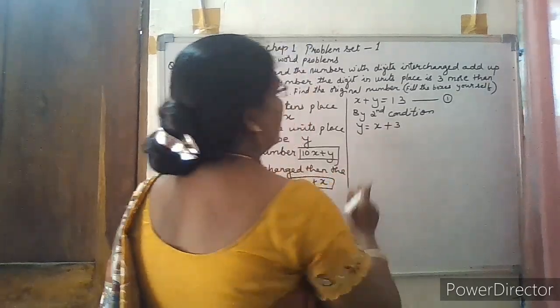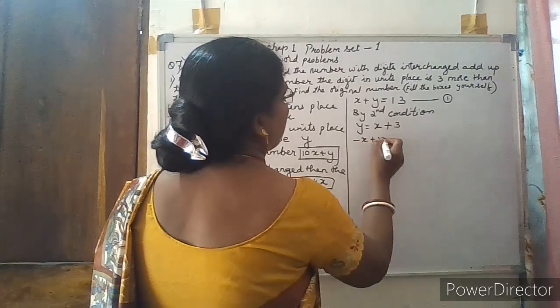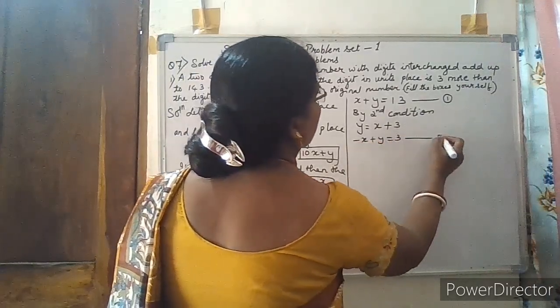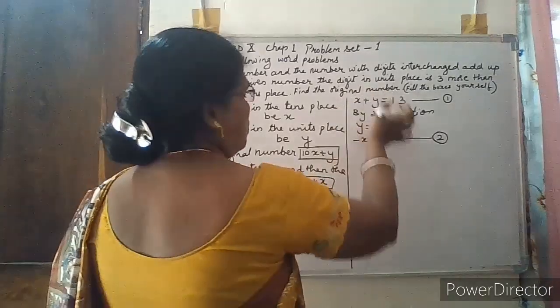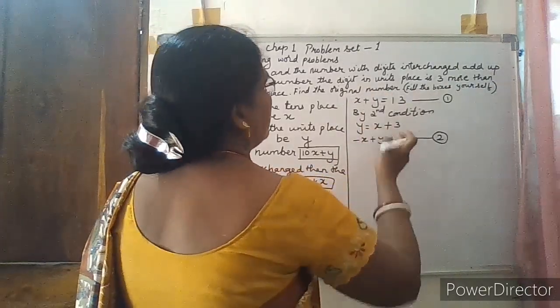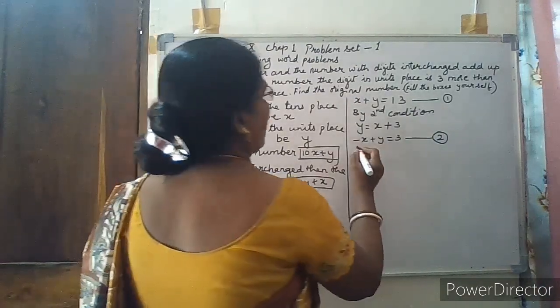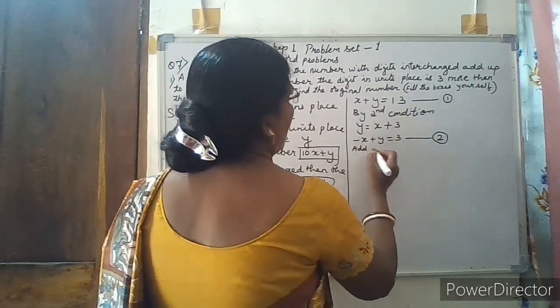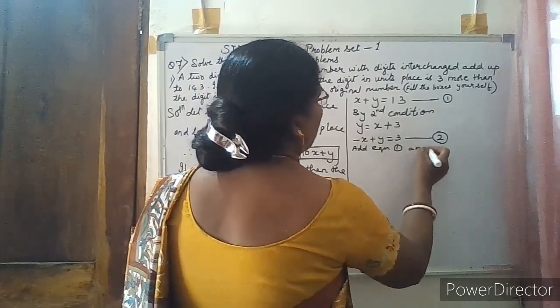So bring it in the linear form. I'll bring x this side. So it is minus x plus y is equal to 3. This is equation 2. Now, look at equation 1 and 2. They are very simple linear equations. Plus x, minus x. So directly we can add equation 1 and 2.